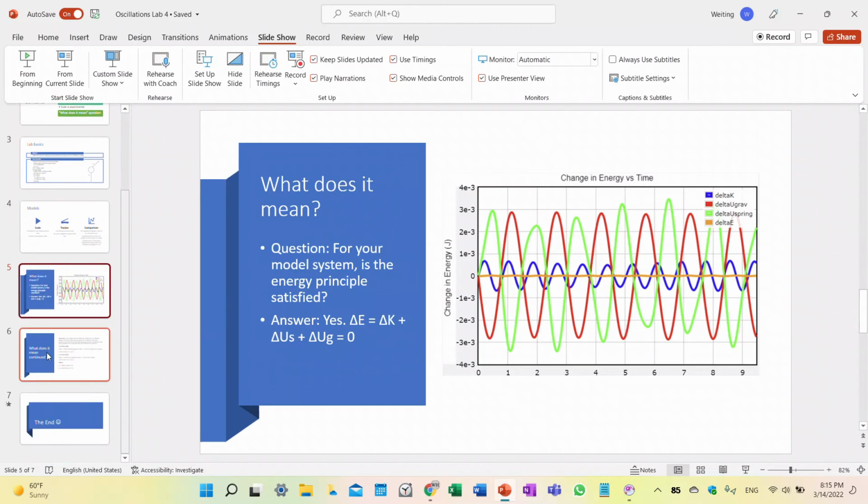And for the what does it mean? My model system does obey the energy principle because change in E is equal to change in kinetic plus the spring potential and the gravitational potential, all equal to 0. So this delta E remains 0 throughout, and the U spring versus the U gravity are pretty much opposites of each other, as you can see here, and the delta K just oscillates due to the changes in the object's velocity.